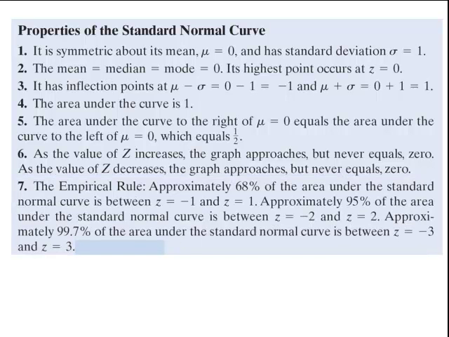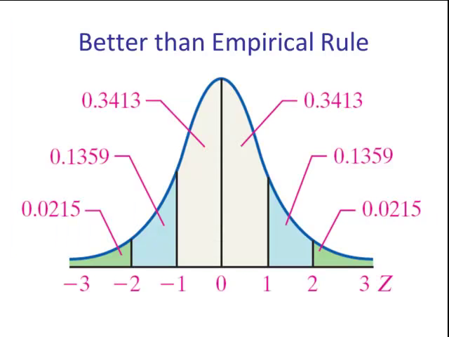And the empirical rule also works. 68% of the area under the normal curve is going to be between z equals -1 and z equals 1. Approximately 95% of the area under the curve is going to be between z equals -2 and z equals +2. And approximately 99.7% of the area under the curve is going to be between z equals -3 and z equals +3. Now what we're going to learn in this video is actually finding the area under the curve, and it's even more precise than the empirical rule.